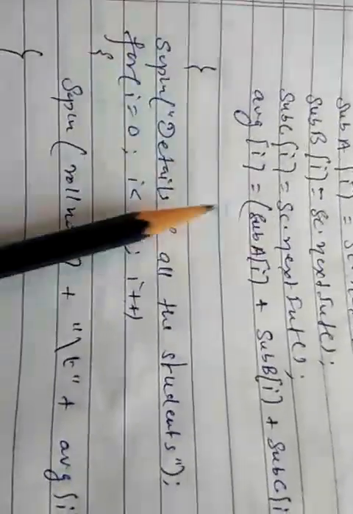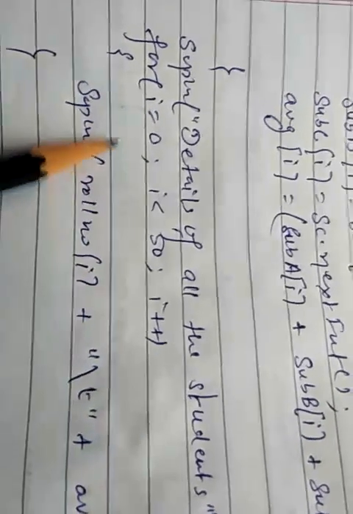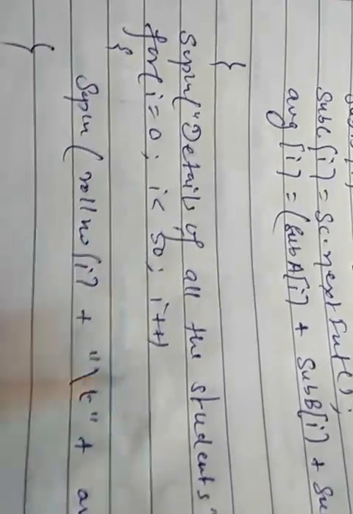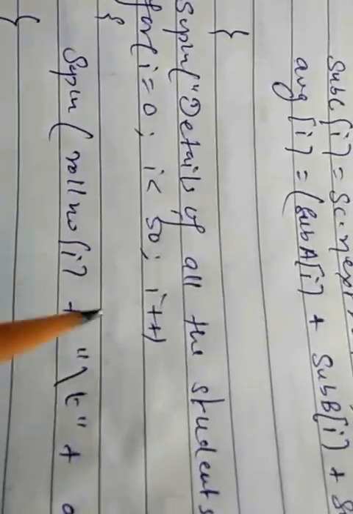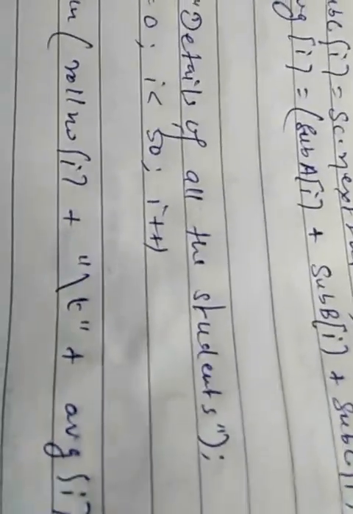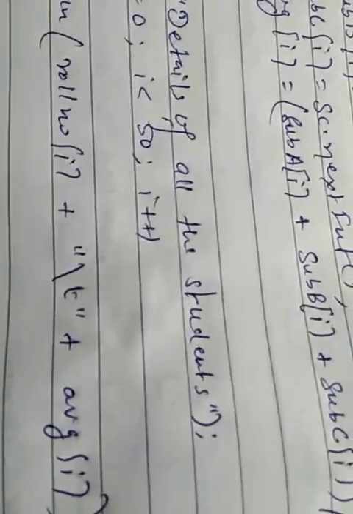And now here we are printing all the details of 50 students. For the details of all the students, the loop starts from 0, less than 50, i plus plus, and here we are printing roll number of i, and after 5 spaces we are printing the average marks of that student.